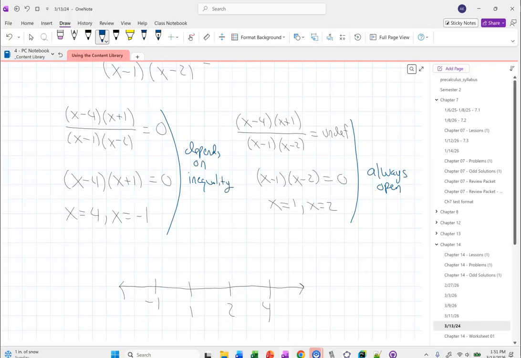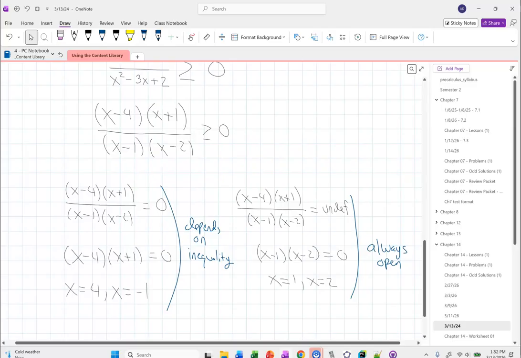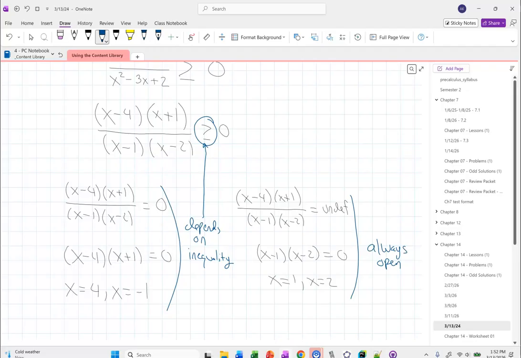So, the numbers for our sign diagram that come from the undefined piece are always open circles. The numbers that come from the zeros depend on the inequality, whether they're open or closed. So in this case, because it's greater than or equal to, we're going to have 2 closed and 2 open here.